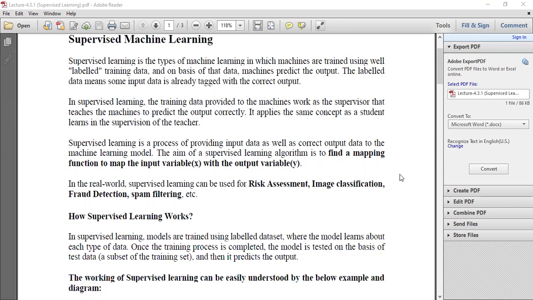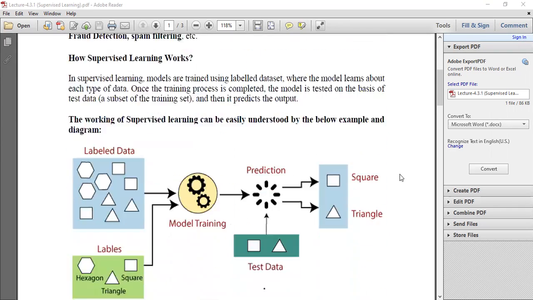So how does supervised learning work? In supervised learning, models are trained using labeled data sets where the model learns about each type of data. Once the training process is completed, the model is tested on the basis of test data, a subset of the training set, and then it predicts the output.